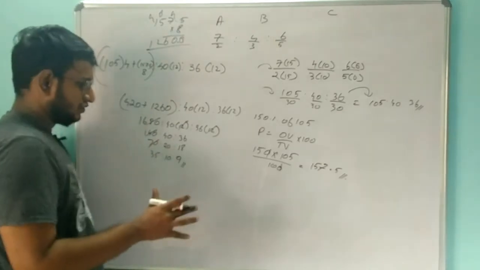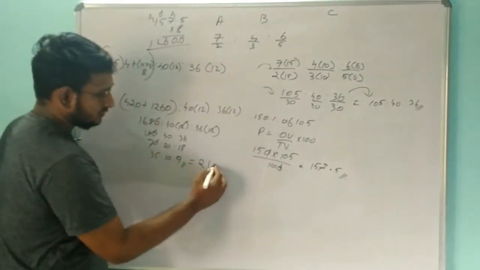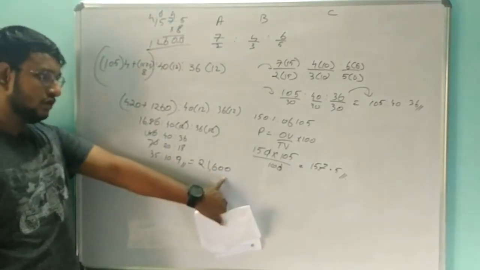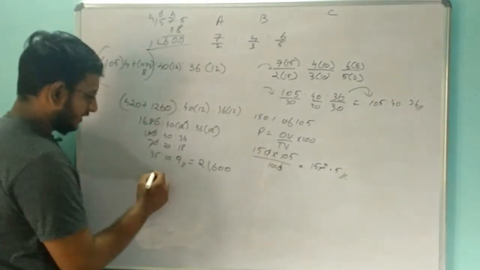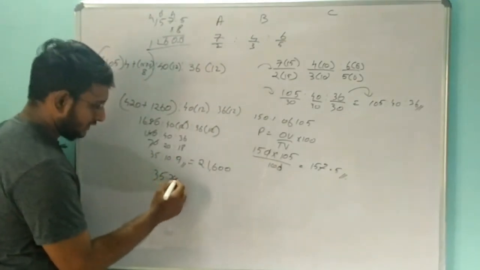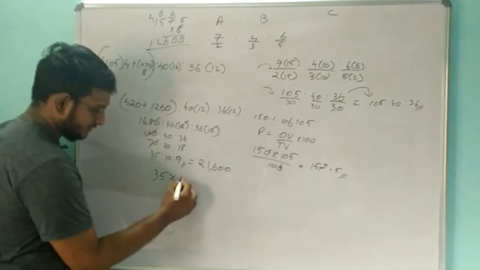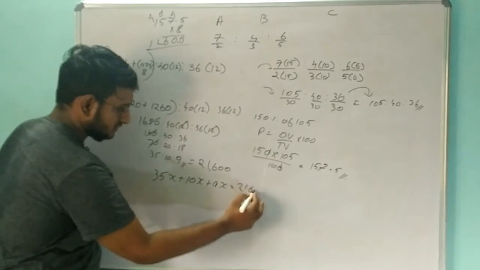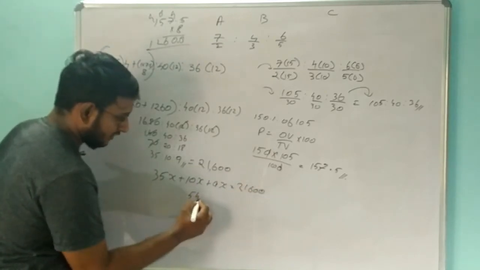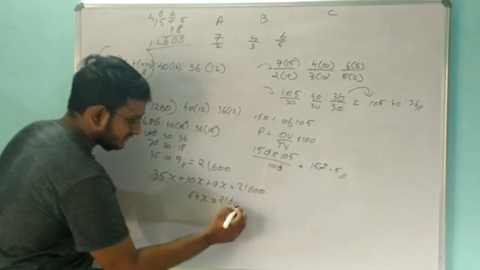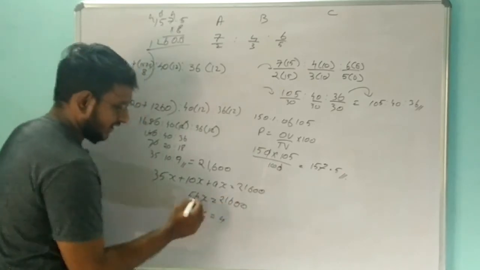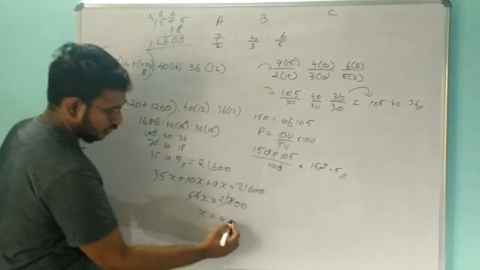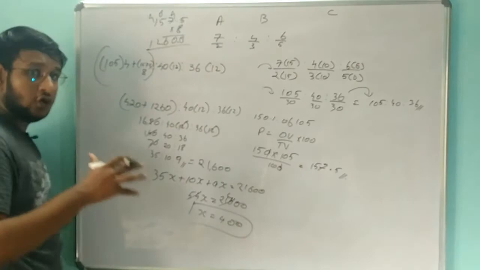So this will be the ratio in which the total 21,600 is going to be divided. Since it is in ratio and we don't know the exact value, we are using x. So 10x plus 9x, we will have 21,600. So 54x will be 21,600. So x will be, 54 4s are 216, so 400. So x is equal to 400.